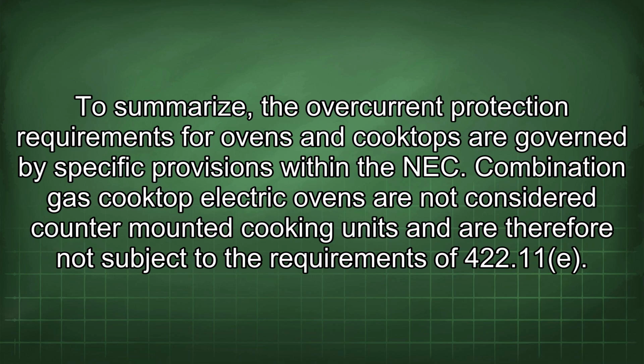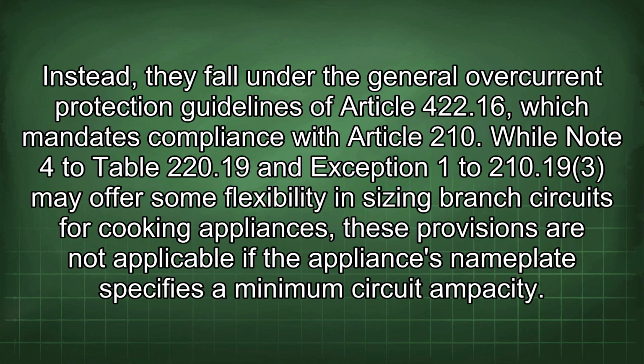the NEC. Combination gas cooktop electric ovens are not considered counter-mounted cooking units and are therefore not subject to the requirements of 422.11. Instead, they fall under the General Overcurrent Protection Guidelines of Article 422.16, which mandates compliance with Article 210.